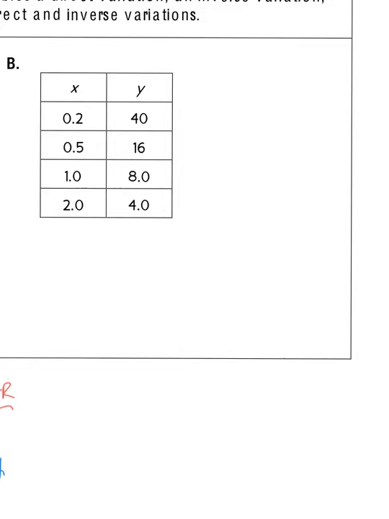So because those don't agree, I went and I multiplied. So I did multiplication through here. So 0.2 times 40 was equal to 8. Half of 16 is 8. That's 0.5 times 16. 1 times 8 is 8. And 2 times 4 is 8. So that means that since we are multiplying, it is inverse variation.